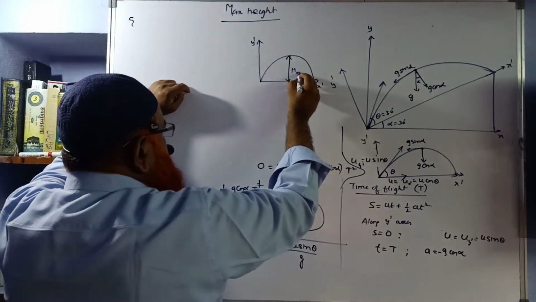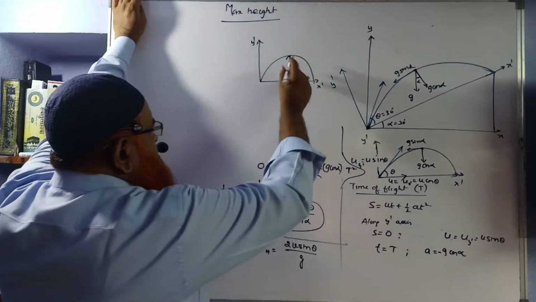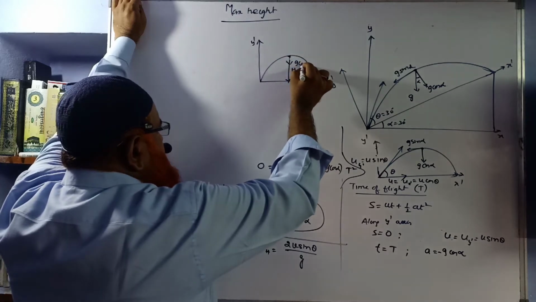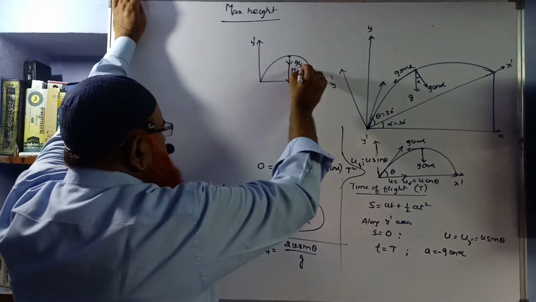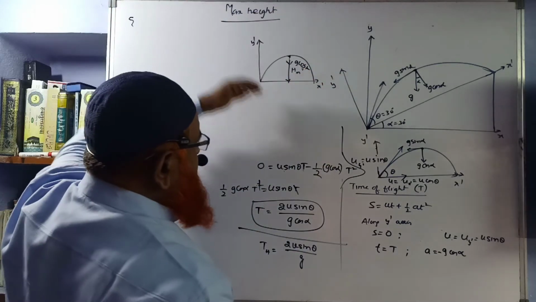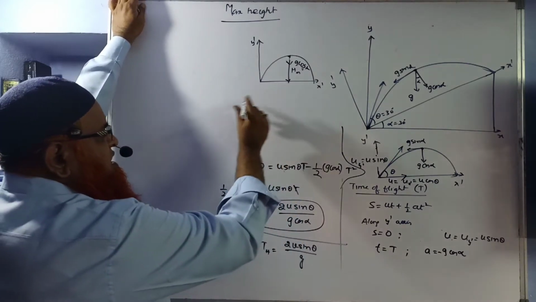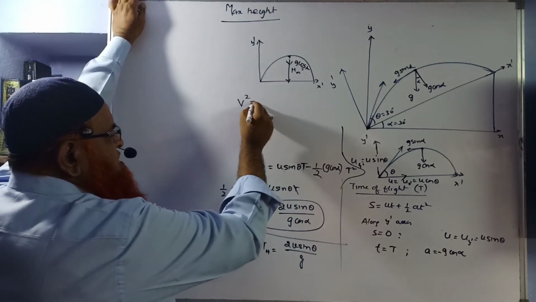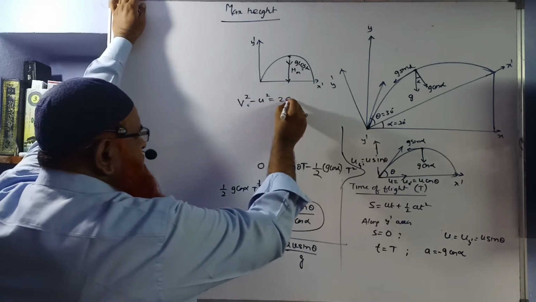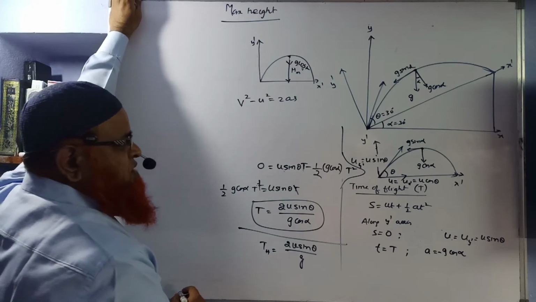You need to find out what is the h maximum in this case. Okay, so what is acting downwards here? You know downwards the component is g cos alpha here. G cos alpha is acting downwards. So which formula are you going to consider here? You may consider v square minus u square is equal to 2as. This is the basic formula. I'm going to write here.